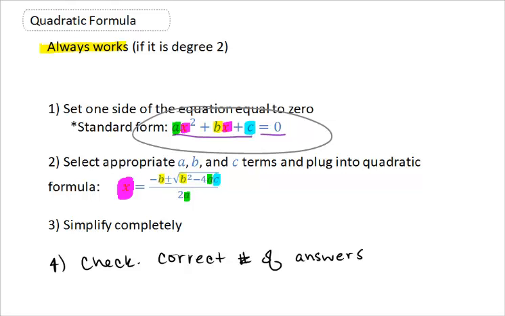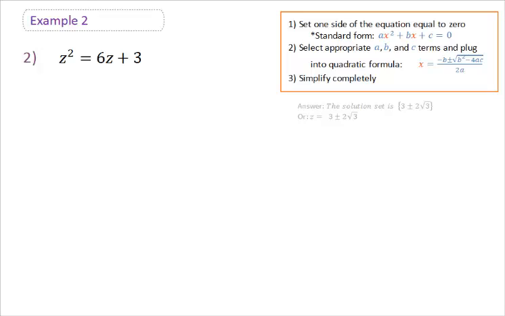After we plug in our appropriate terms into that formula, you're just going to simplify completely, and you can always check to make sure that you have the correct answers and at least the correct number of answers. So let's see some examples of this.